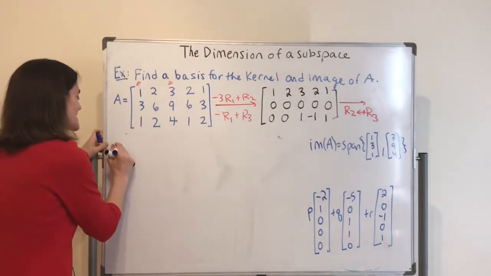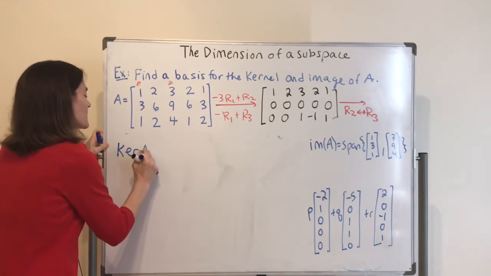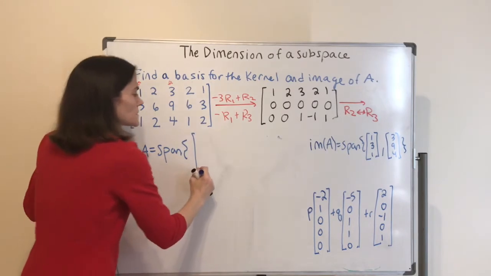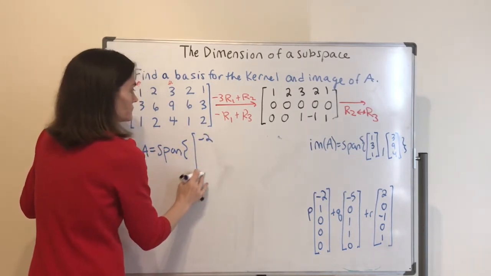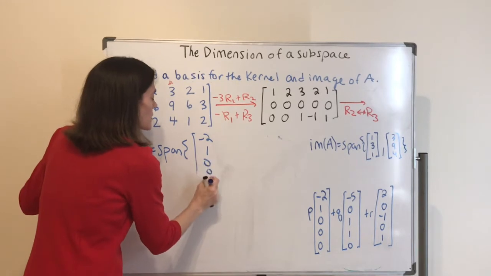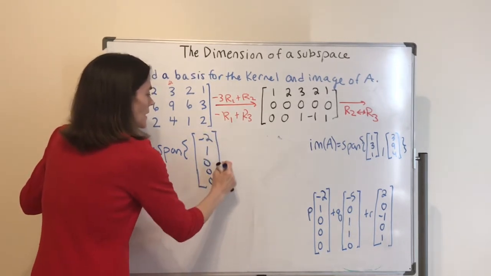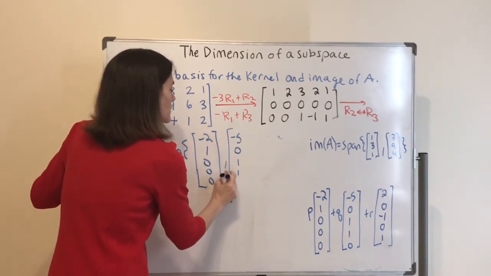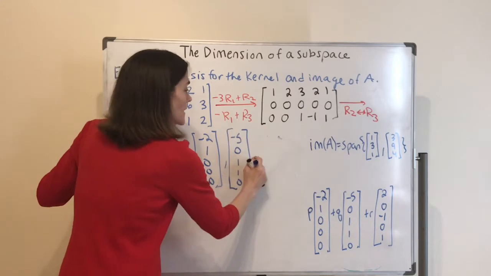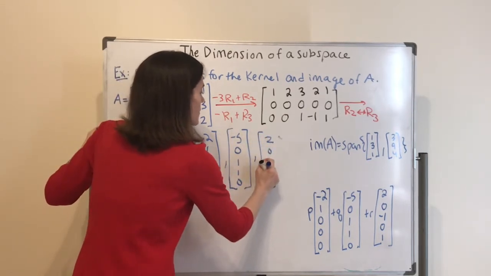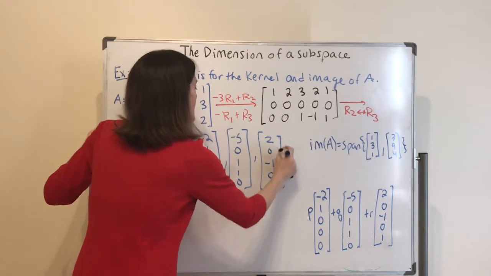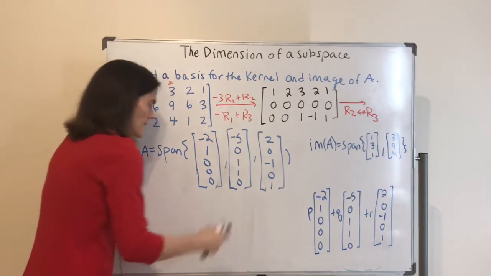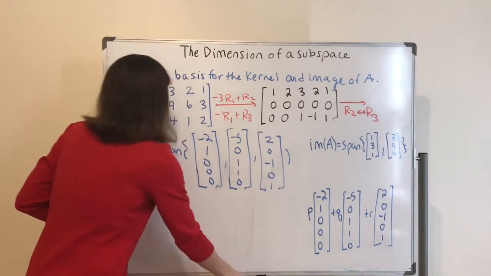So the basis, the kernel of A, is the span of these 3 vectors, minus 2, 1, followed by 3 zeros, and then minus 5, 0, 1, 1, 0. And finally, we have 2, 0, minus 1, 0, 1. In fact, it's more than just saying the span. I'm saying that this is a basis and that this is a basis. So maybe I should even write my answer differently.